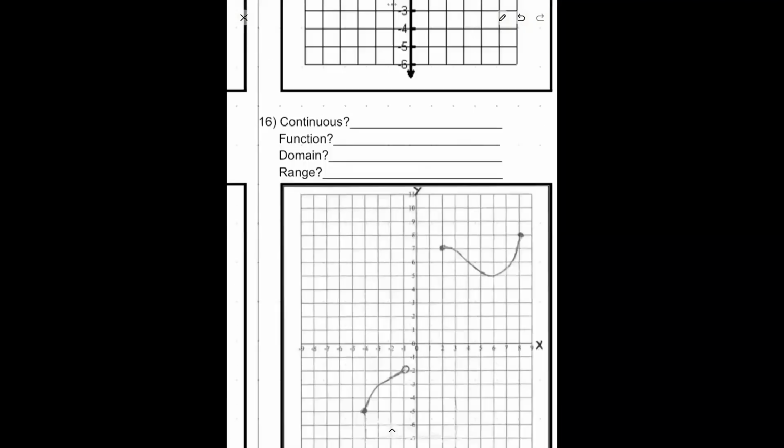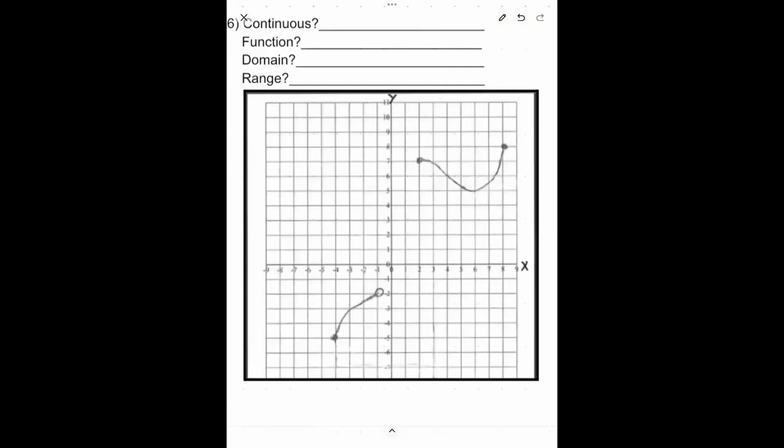All right, number 16. Is this continuous? Let me see if I can get this moved up. No, it's not continuous because there's this big gap that's there. So we can say, no, it's not continuous. Is it a function? Yes, it is a function because it passes the vertical line test. So you would say, yes, it passes VLT.